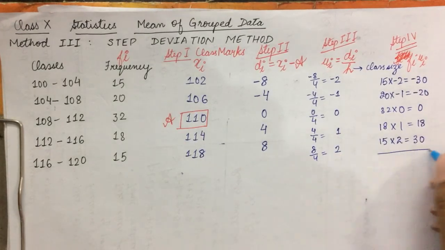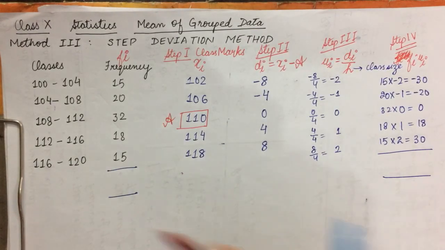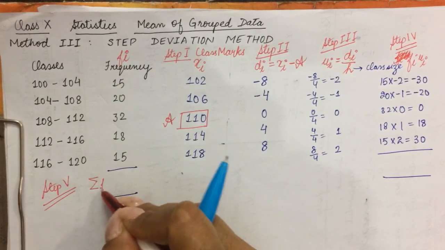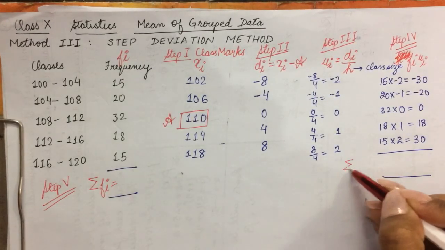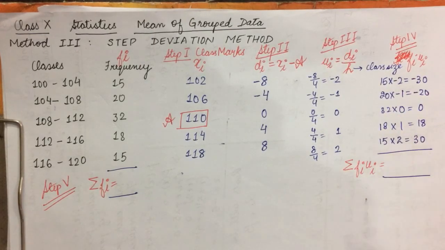Now I need the total for this and this. I need these two totals. This is step number 5. Calculate the total of the frequencies and calculate the total of this product Fi Ui.